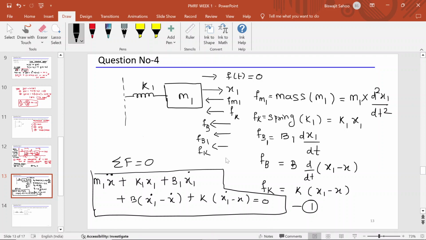Is everyone clear? Sir, with K, it should not be x1 dot, as I understand. Yeah, you are right, because it doesn't depend on velocity, it's just a displacement. You are right. Okay, thank you. So equation one is clear to all of you.